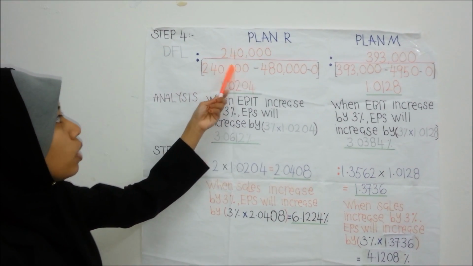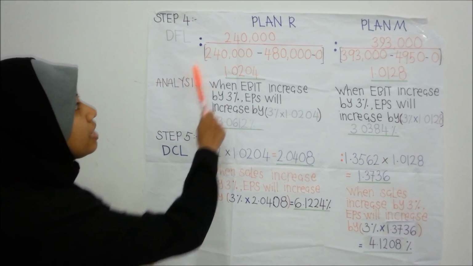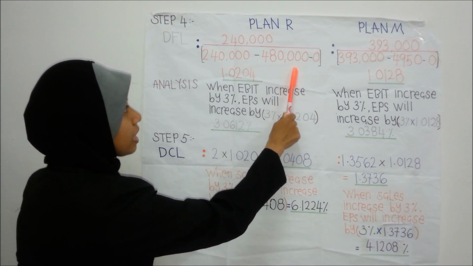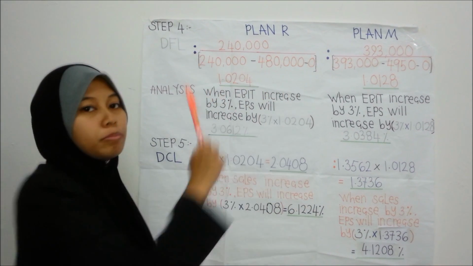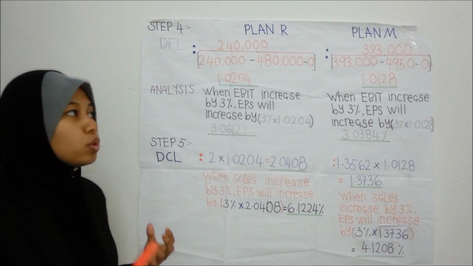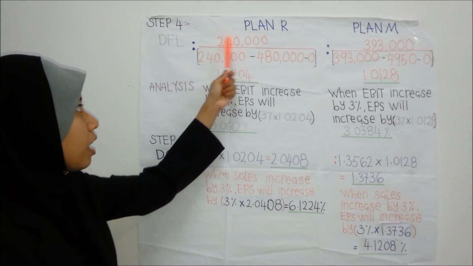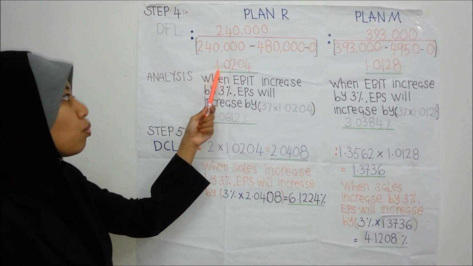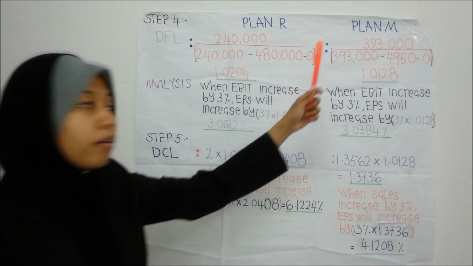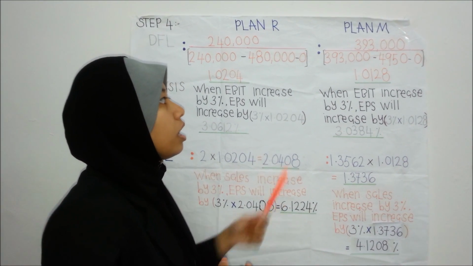For plan R, 240,000 you will get from earnings before interest and taxes, then divide by 240,000 minus 480,000 minus 0. 0 is the preference dividend. In Adam's situation, they do not give the preference dividend, so we will assume it as 0. Then after you do this calculation, you will get 1.0204 for plan R.